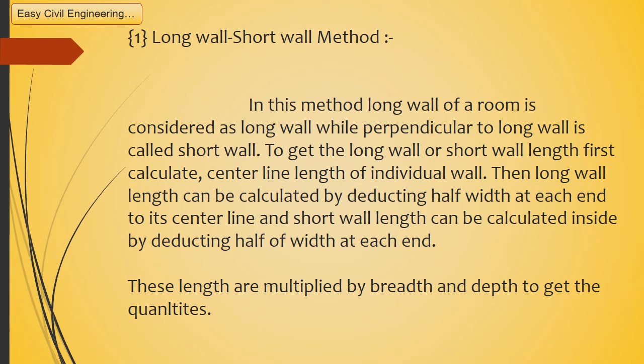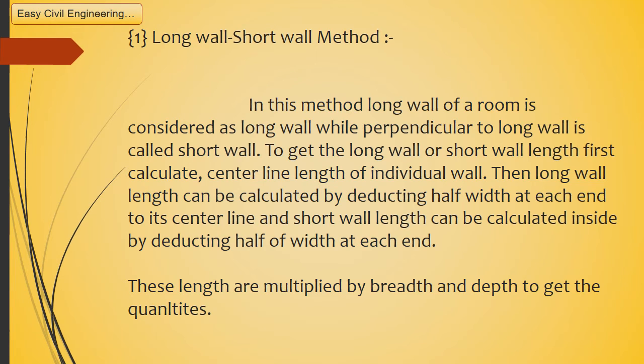So now the very first one is the long wall short wall method. In this method, the long wall of a room is considered as the long wall, and perpendicular to the long wall is called the short wall. To get the long wall or short wall length, first calculate the center line length of individual walls.